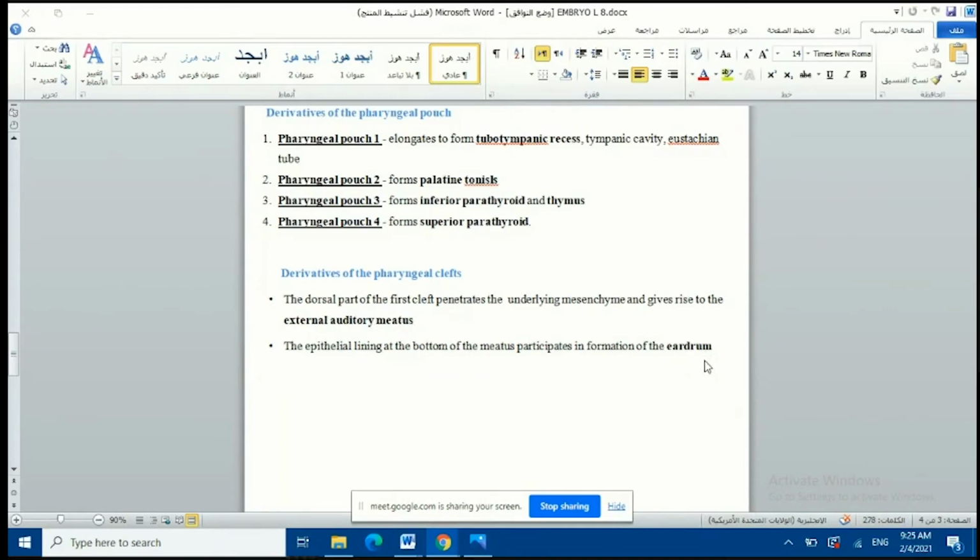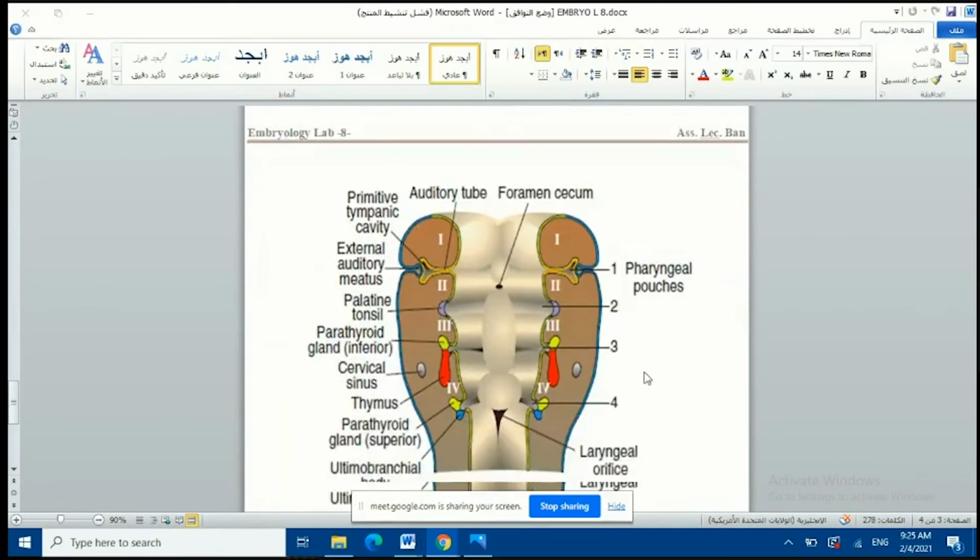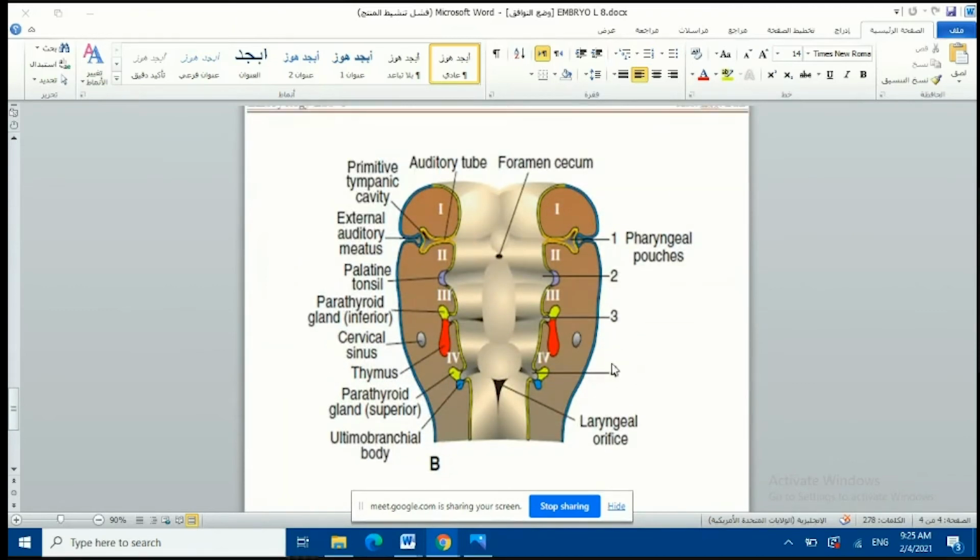Okay, so look at here. This is another figure for the pharyngeal arch, and as you see, it shows how this will form. Look, the pouch with the clefts. So we have the tympanic cavity forming in the pharyngeal pouch number one, and the auditory tube, and the external auditory meatus formed by the first cleft. Okay, and the palatine tonsil by the second pouch. Okay, parathyroid gland, and do not look at the cervical sinus.